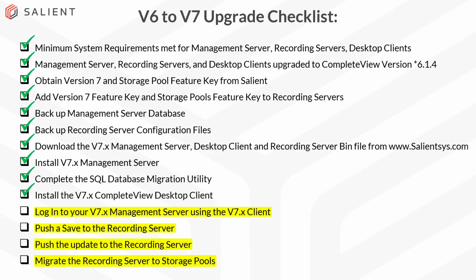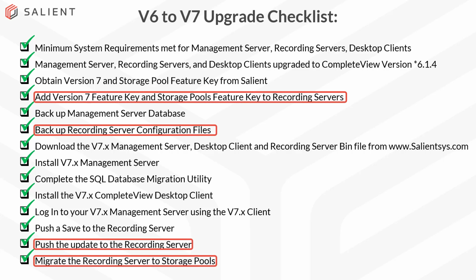Okay, the last 4 items on our list are complete, and we can finish our checklist. Now in this video, we upgraded 1 management server, 1 desktop client, and 1 recording server. As I mentioned before, all of your desktop clients will need to be upgraded to the same version as your management server, and that can be done with the EXE or MSI download from Salient. Any additional recording servers in your deployment can be upgraded by adding the version 7 feature keys, backing up the recording server configs, pushing the update to them from the maintenance module, and finishing with the migration to storage pools.